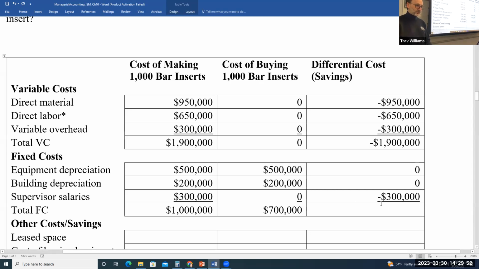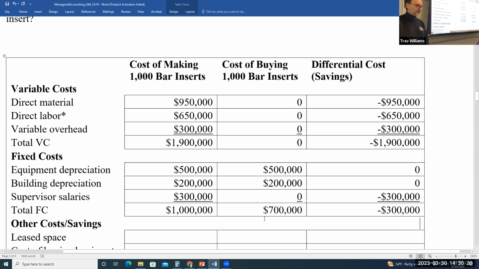And the total difference is 300,000. Okay, you see how that works? Basically, we're taking this column in the middle minus the cost on the left to get our difference on the right.